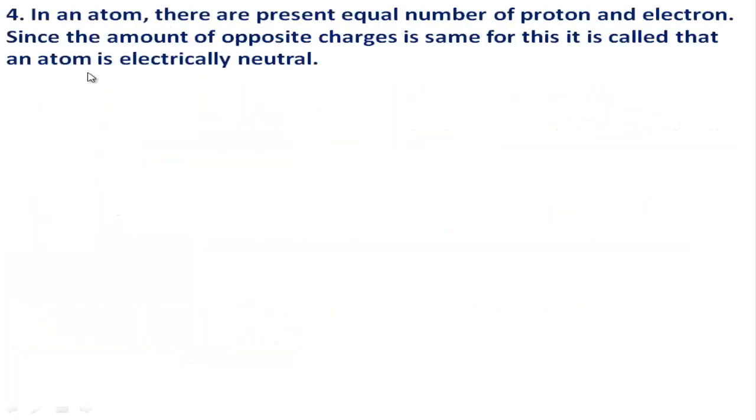Now follow another observation. In an atom, there are equal numbers of protons and electrons. Since the amounts of opposite charges are the same, it is said that an atom is electrically neutral. Why is the amount of opposite charges the same here? Because we know that a proton is a positively charged particle and an electron is a negatively charged particle. So when their numbers are equal, the amounts of opposite charge, that means positive charge and negative charge, are also equal. For this reason, an atom is always electrically neutral. Understood, my dear students?